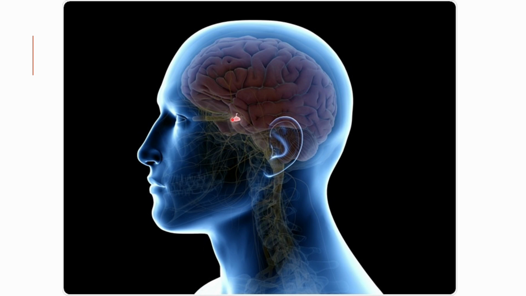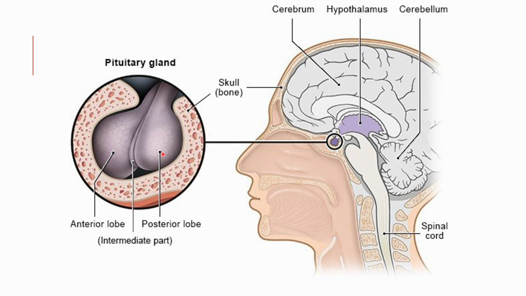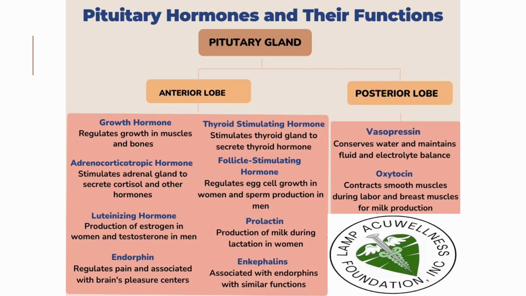The pituitary gland lies within the pituitary fossa and is linked to the bottom of the hypothalamus through the pituitary stalk. The pituitary gland is composed of an anterior and a posterior lobe. The anterior lobe synthesizes and secretes the following 6 hormones: adrenocorticotropic hormone, or ACTH, growth hormone, GH, thyroid stimulating hormone, TSH, luteinizing hormone, LH, and follicle stimulating hormone, FSH.